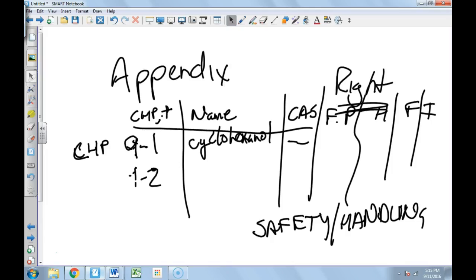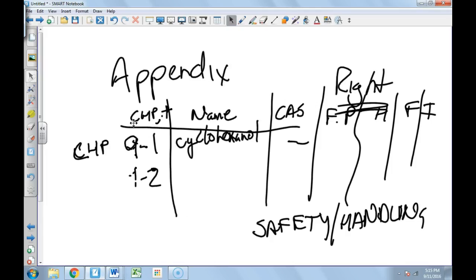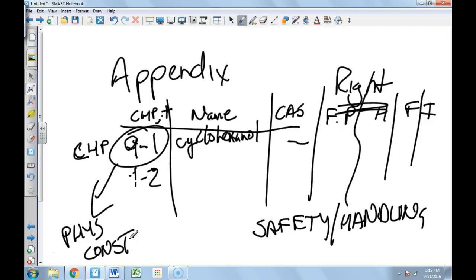Also, this CHP number that you've made up is also going to go on your physical constant sheet. That way we can quick reference anything in your physical constant sheet back to here, and I can easily make sure that the chemicals you have in the lab are being handled safely and are accounted for in your CHP, and vice versa.